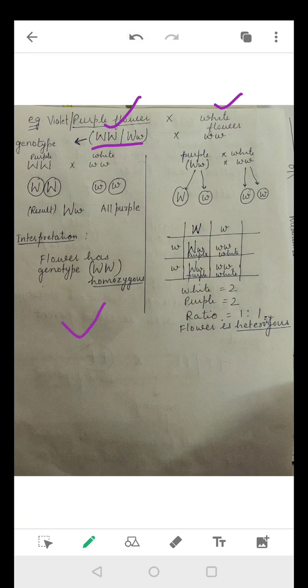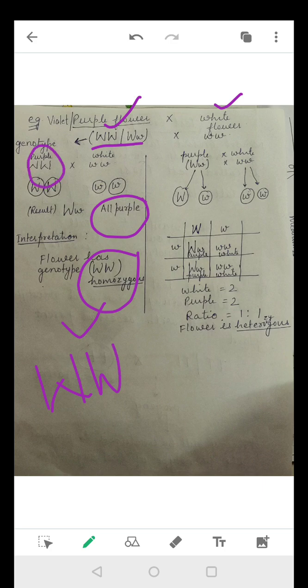जब हमने क्रॉस किया है, पर्पल फ्लावर को हमने व्हाइट फ्लावर के साथ क्रॉस किया है, and we observe that in F1 generation all flowers are purple. Only then we can say that the flower has a homozygous dominant genotype, that is WW. This plant, okay, this plant we are talking about.